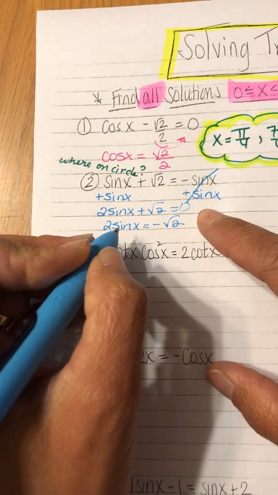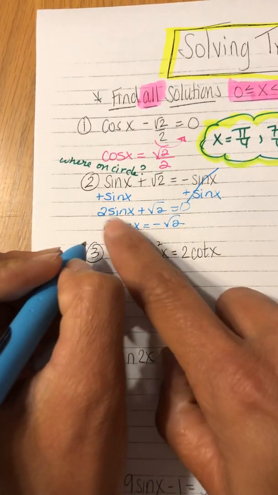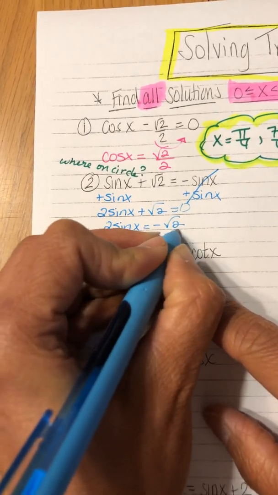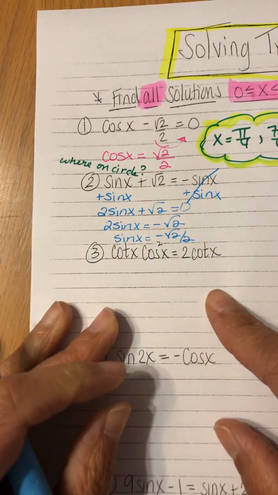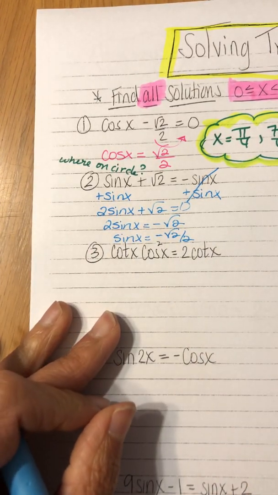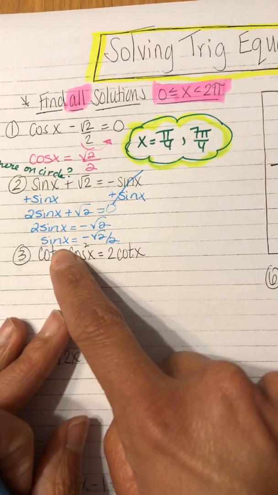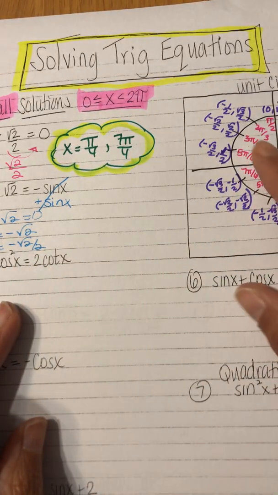And let's solve for sine x. So that means we would divide by 2 on both sides to get rid of that 2 in the front. So sine of x would equal negative square root of 2 over 2. Another number that we see on our unit circle. Where is this on our unit circle? Sine is negative. Okay, negative square root of 2 over 2.